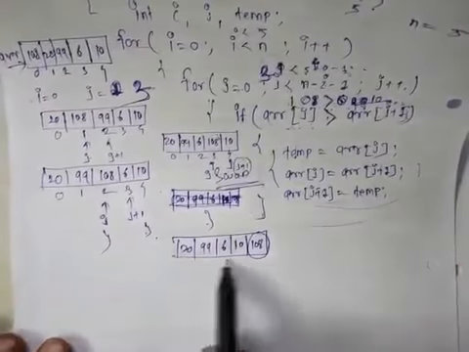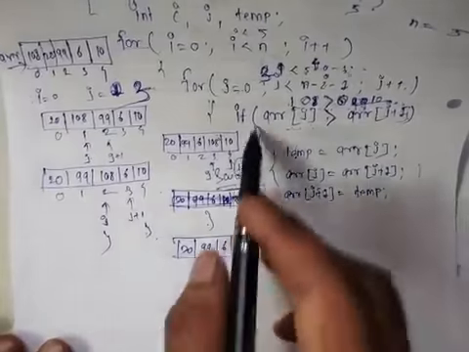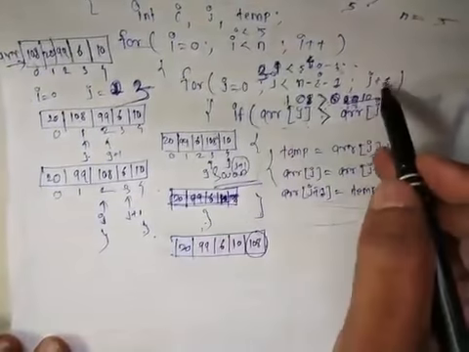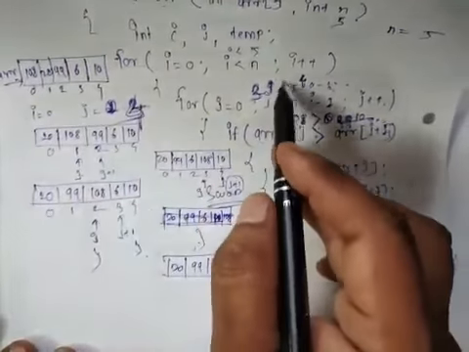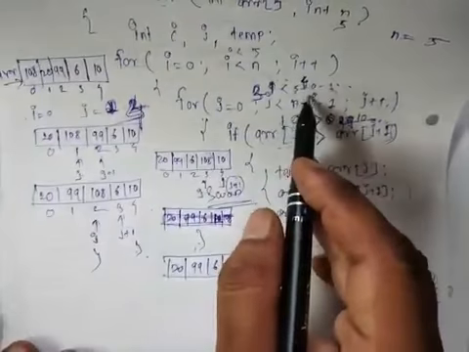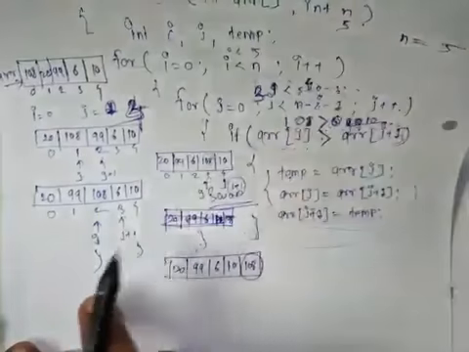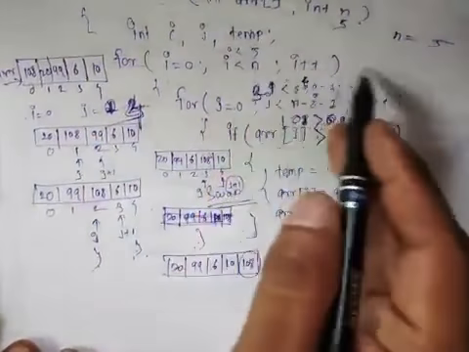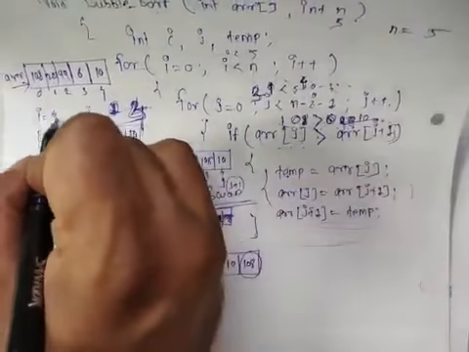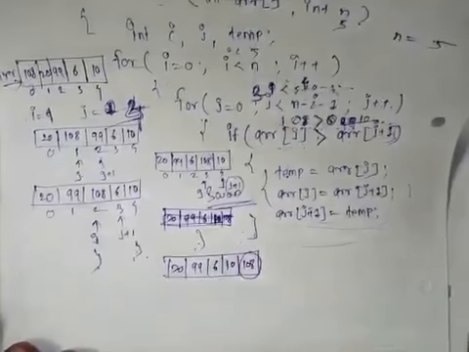But still this array is not completely sorted. So what am I going to do? End of the for loop, j plus plus, j's value becomes 4. So 4 is less than 4, condition false. It will not jump to this for loop. End of the inner for loop, it comes to the end of the outer for loop, i plus plus. Now i becomes 1.